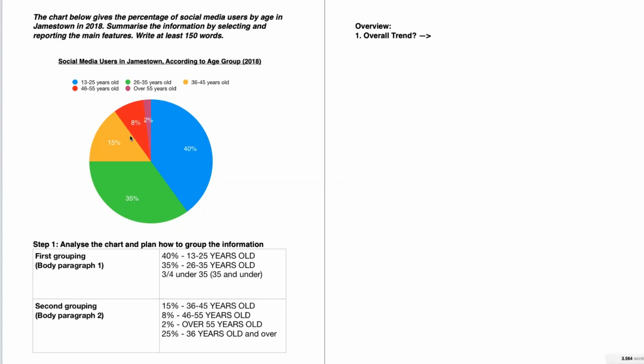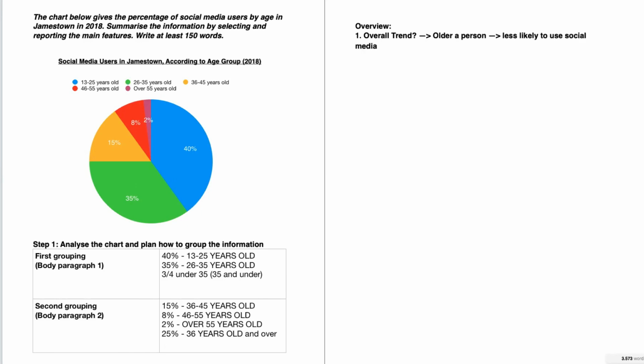You have to start your essay with this overall trend. So basically what you see here is the older a person is, the less likely they are to use social media. Because if you see 75%, 3/4 of our users are under 35, so 35 and under, and 25% are 36 and older. So quite simply, you want to say that the older a person is, the less likely they are to use social media.